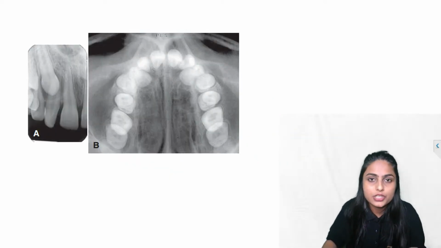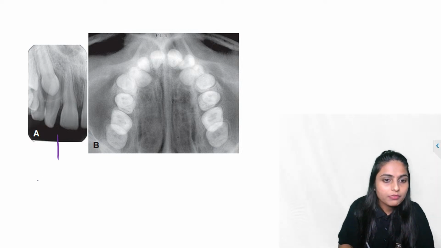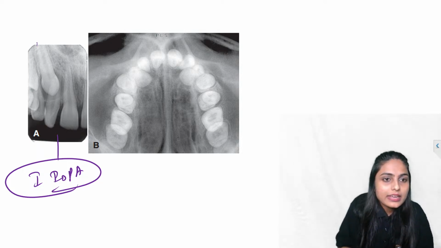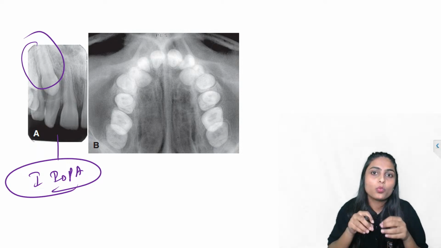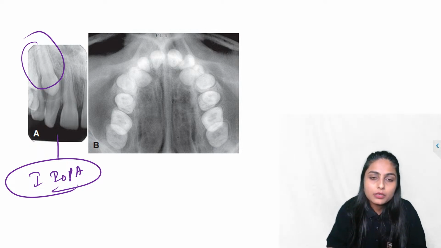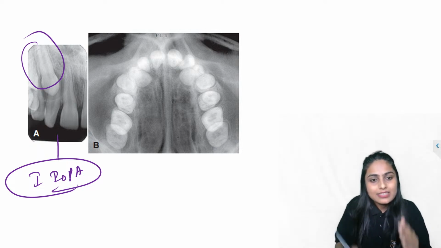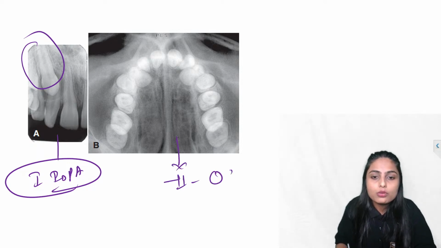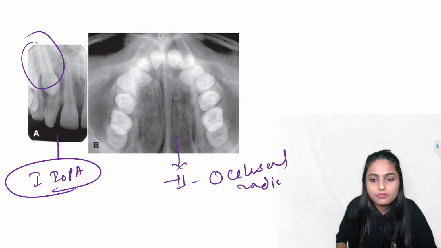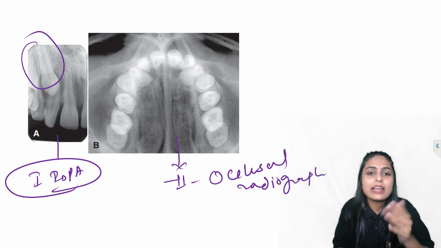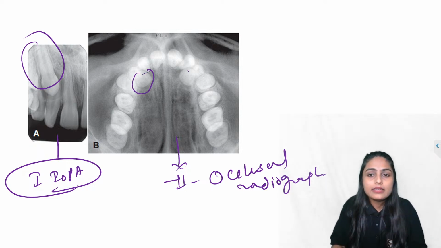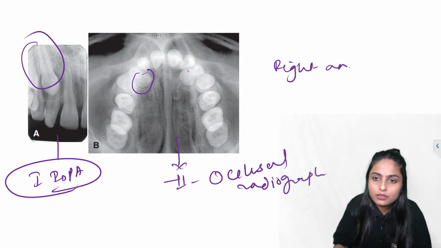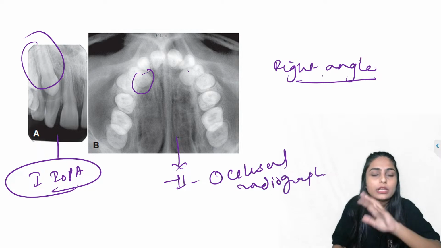Now, what is object localization? First you take an IOPA, and you notice there is a supernumerary tooth or impacted tooth there. Now you want to locate whether this tooth is located buccally or lingually. The second radiograph you take is the occlusal radiograph. Here you can easily tell that this tooth is located lingually. This is called the right angle technique. Just take two radiographs and you will know the location.